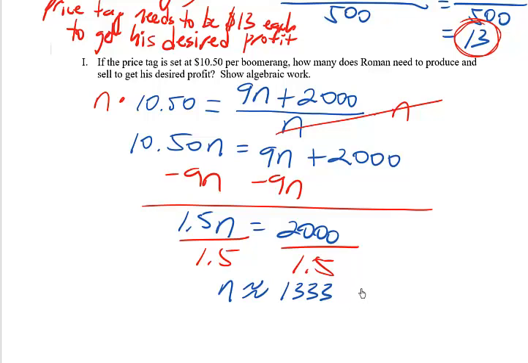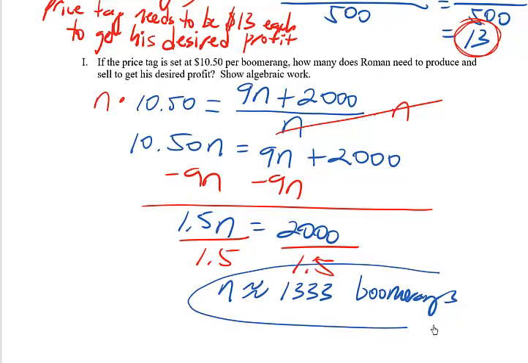That's 1,333 boomerangs. We're basically saying to Roman, look, if you can only charge $10.50, but you still want to make that profit you want to make, you've got to crank up your production to where you are both making and selling 1,333 boomerangs each month.